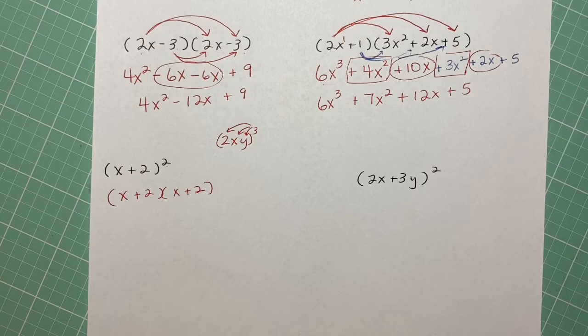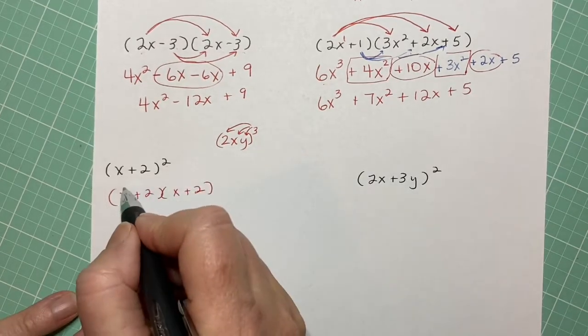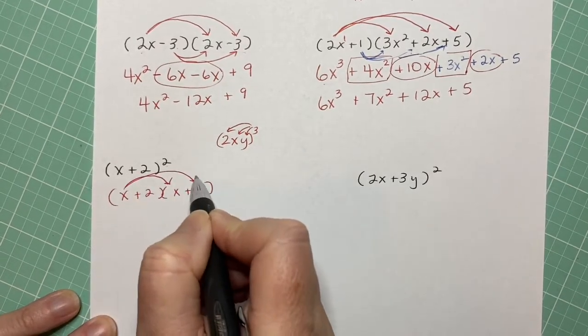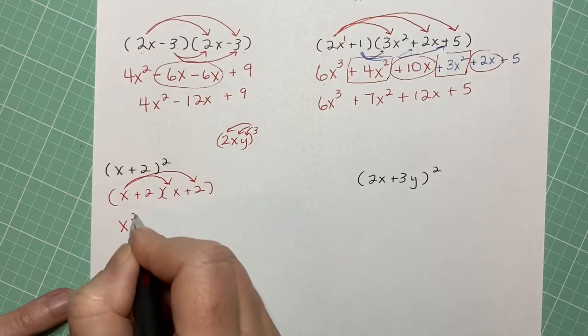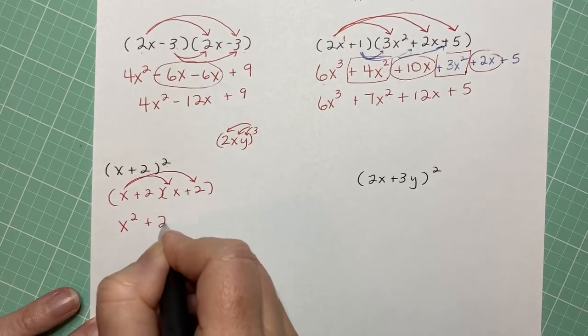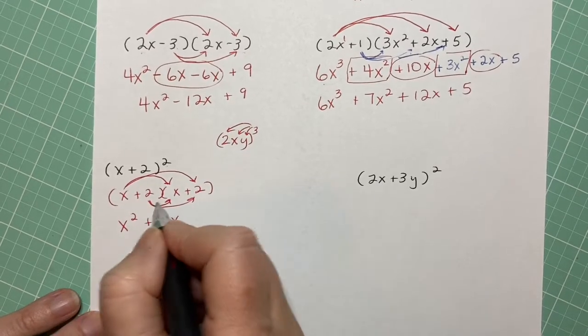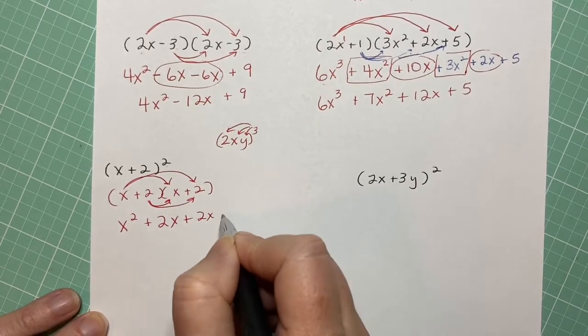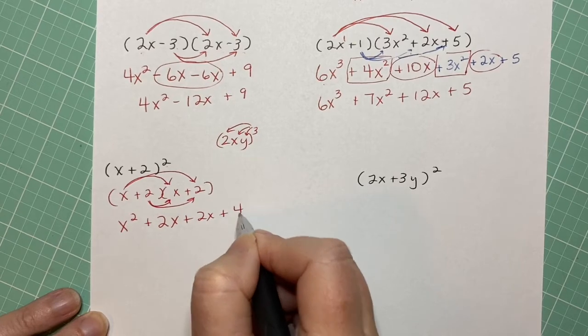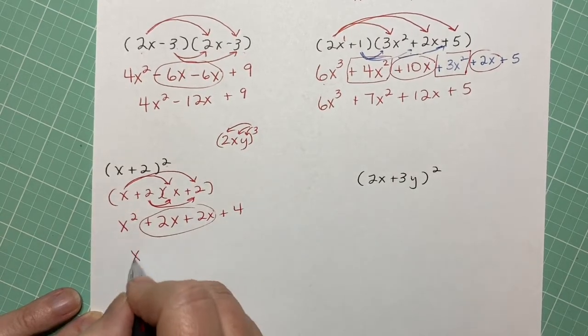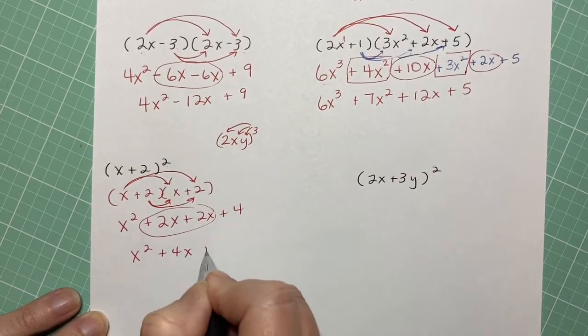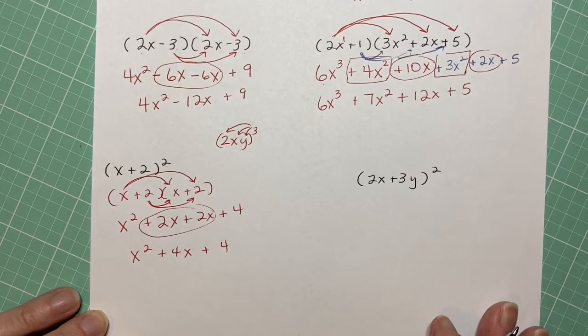And then you can FOIL it or multiply it out, where I'm going to do the first one times both over here. So x times x is x squared. X times 2 is 2x. And then do the second one times both things. 2 times x is 2x. 2 times 2 is 4. And then those middle terms will add together, leaving you x squared plus 4x plus 4.